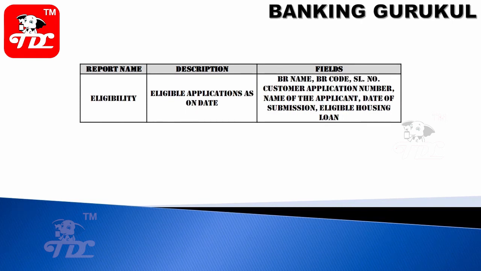Eligibility. So with this one, what is the branch code, serial number, customer application number, name of the applicant, date of submission, eligible housing loan amount. These can show how many people are eligible, how many people have applied. These details can be fetched from this report.